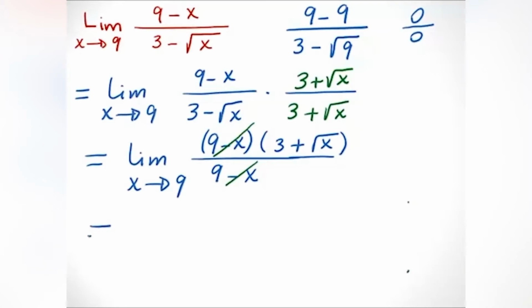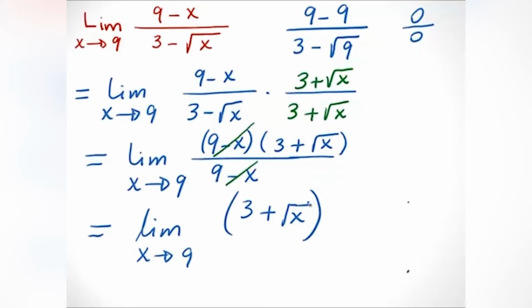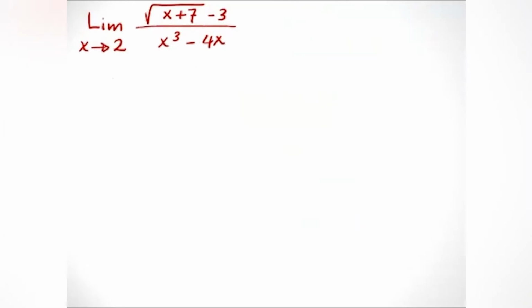So then I have the limit as x goes to 9 of 3 plus root x. And when x goes to 9, this quantity will become just 3 plus 3, which is 6. So simple. Now let's see how to solve this interesting problem.